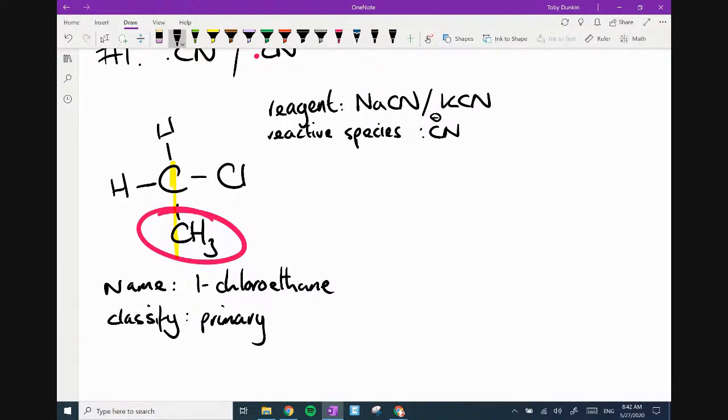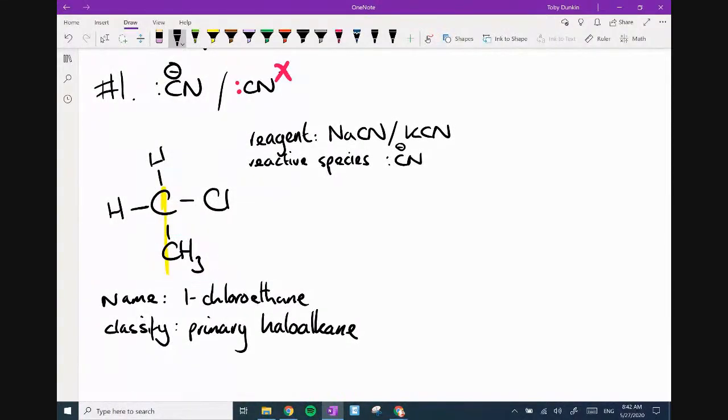Can I say well done to Nikita for remembering the haloalkane? Lots of students, most common mistake is they will simply just write down primary and they'll lose it. Okay, so we've got our primary haloalkane.